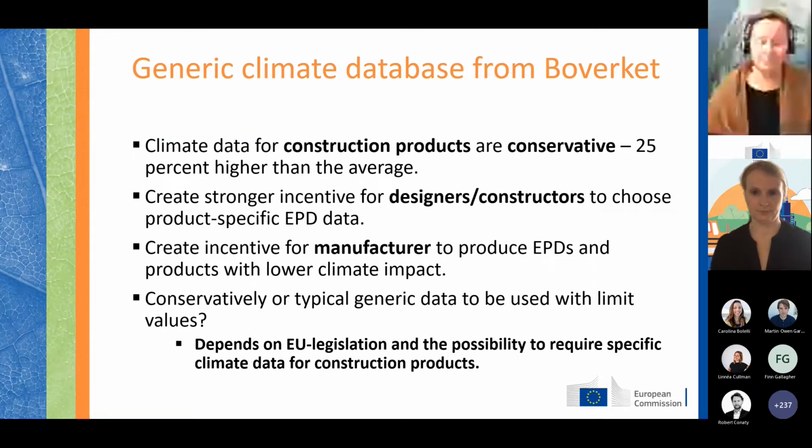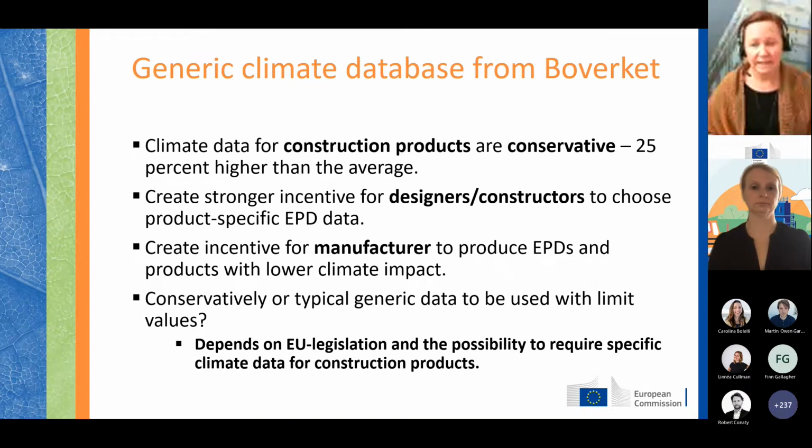I want to highlight an important task for us when we work with these limit values. We have a generic climate database from Boverket, so if the developer uses generic data, it must come from this database at Boverket. Our data for construction products are conservative. It's 25% higher than the average, and this is based on EPDs on the market, representative of Swedish conditions. The purpose was to create stronger incentives for designers and constructors to choose EPD data in their final climate declaration, and also that the manufacturers would produce EPDs, but also products with lower climate impact.